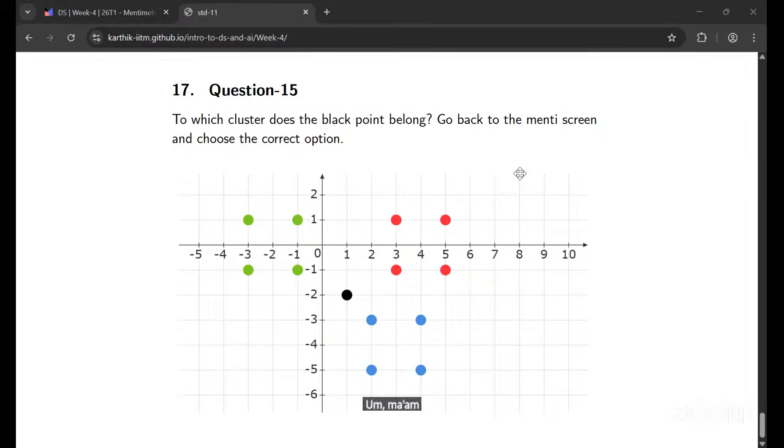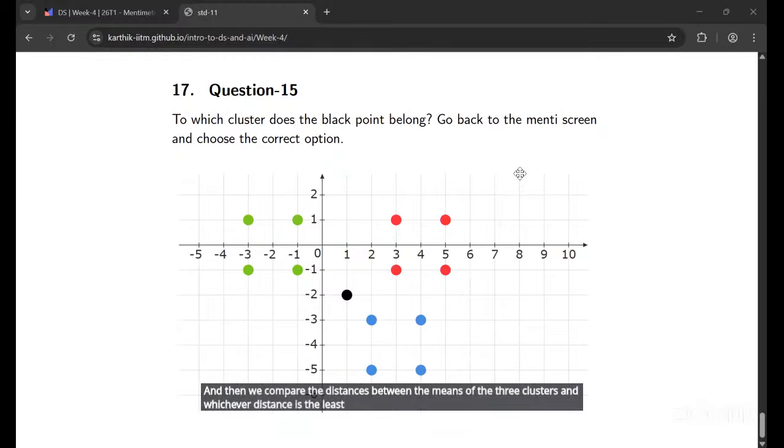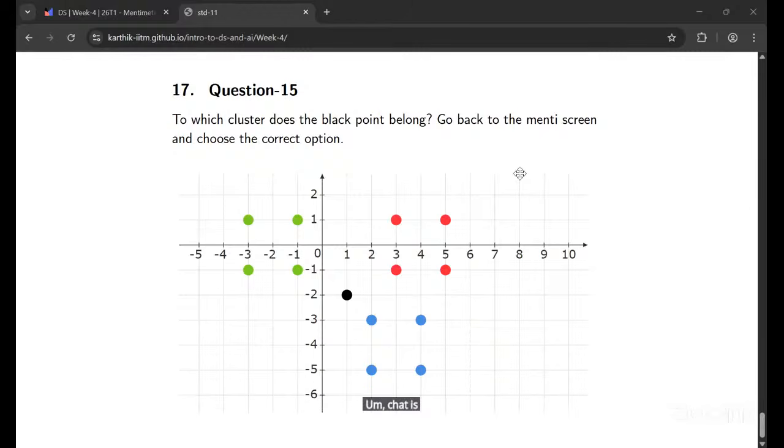Ma'am, do we do this like we calculate the new mean for the blue cluster and then we compare the distances between the means of the three clusters, and whichever distance is the least, we group those two clusters together? Mm, okay, that might work, but that's not the correct approach here, honestly.